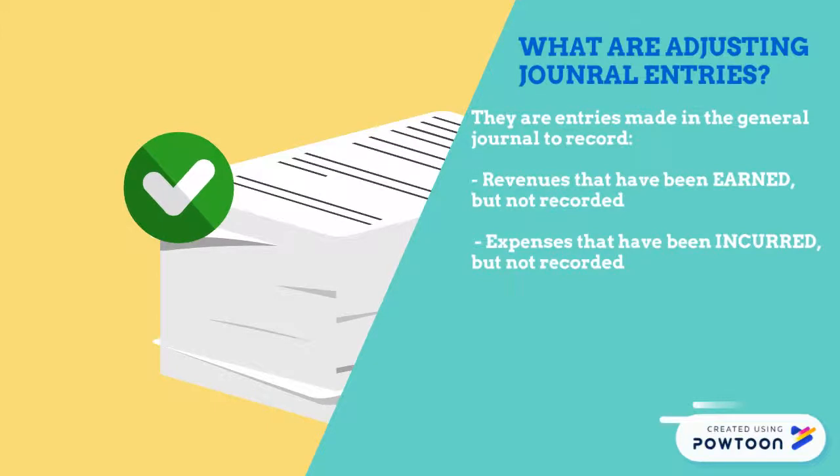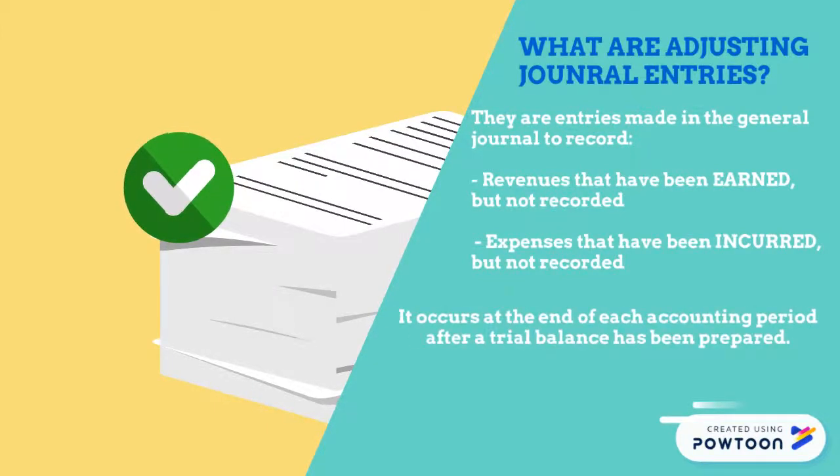So let's start with the basics. What are adjusting journal entries? They are entries that are made in general journal to record revenues that have been earned and expenses that have been incurred. This occurs at the end of each accounting period after a trial balance has been prepared.